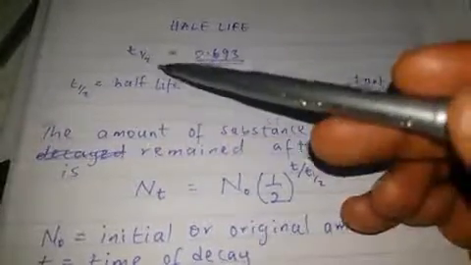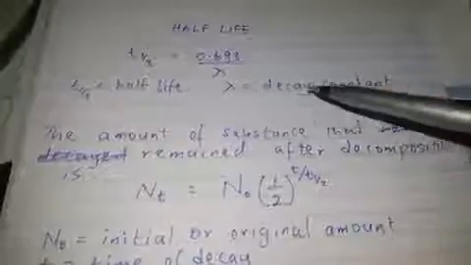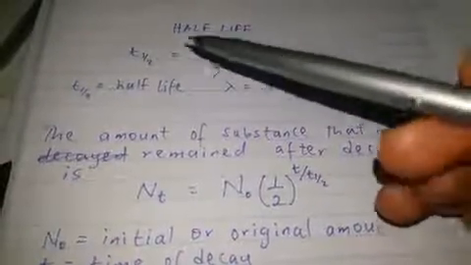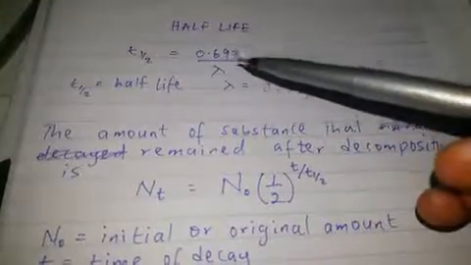Your T half here is half-life. Your lambda here means decay constant. So in every question, you will either be given half-life or you're given decay constant.